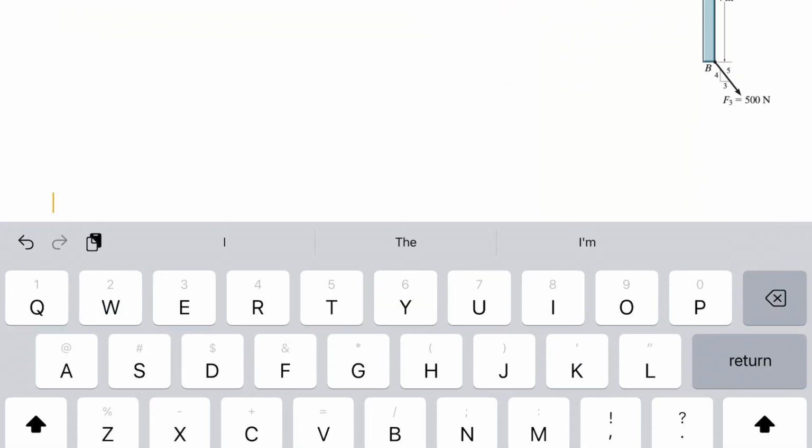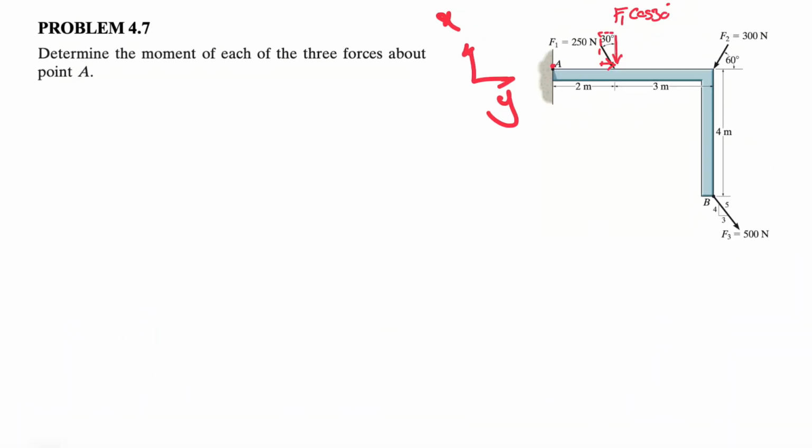We're going to do the same thing for the other two forces. We're going to dissolve F2 in x and y components, same as the other one. And if you look at this again, the x component is going to pass through the point A, so no moment from the x component. We know this angle is 60 degrees, so the y component here would be F2 sine of 60 degrees. That's the only component of F2 that makes moment.